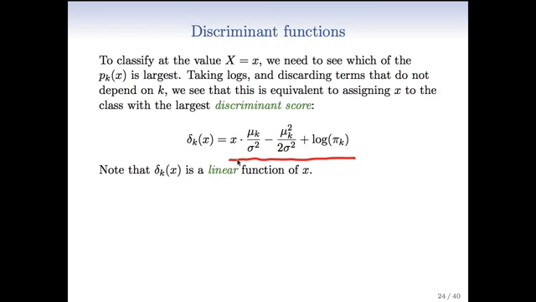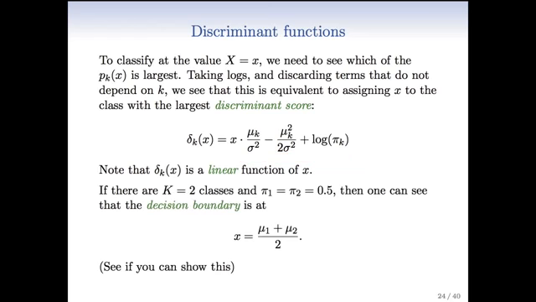And notice it involves x, our single variable in this case, and then it involves the mean and variance for the distribution, and it involves the prior. And importantly in this case, this is a linear function of x. So there's a single coefficient for x, and then there's a constant term, which consists of these two pieces over here. And so we get one of those functions for each of the classes.